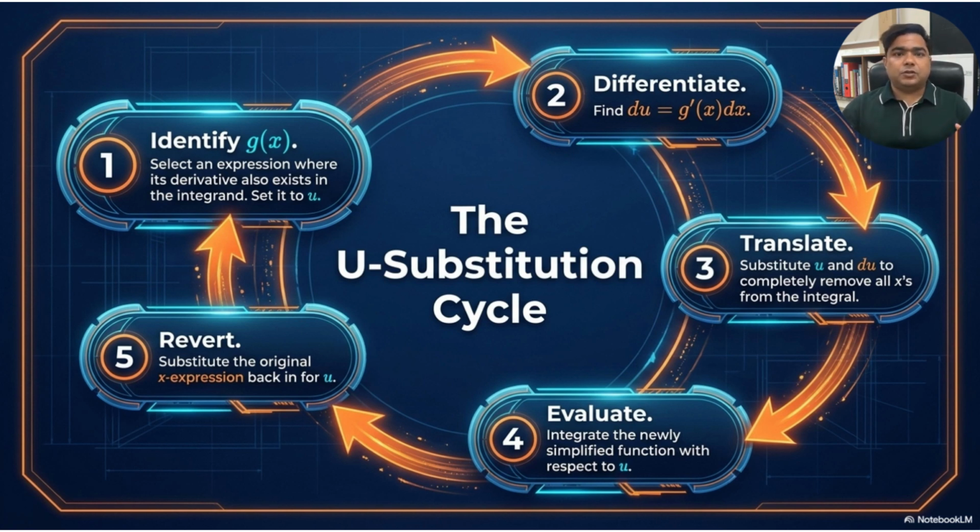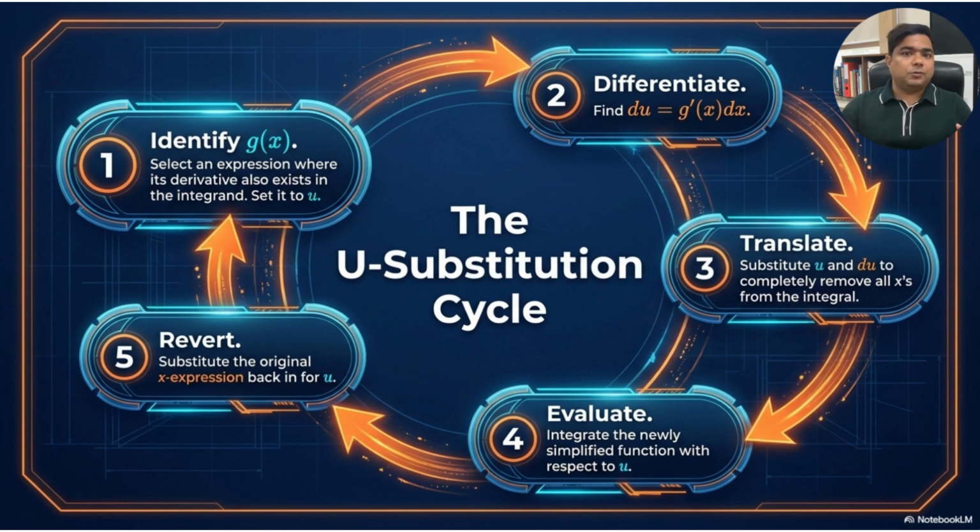We replace the inner function with u and we replace the derivative part with du. The goal is to remove all x terms from the integral. Step 4 is evaluate. Now we integrate the simpler function with respect to u. Step 5 is revert. After integrating, we replace u with the original expression in x.